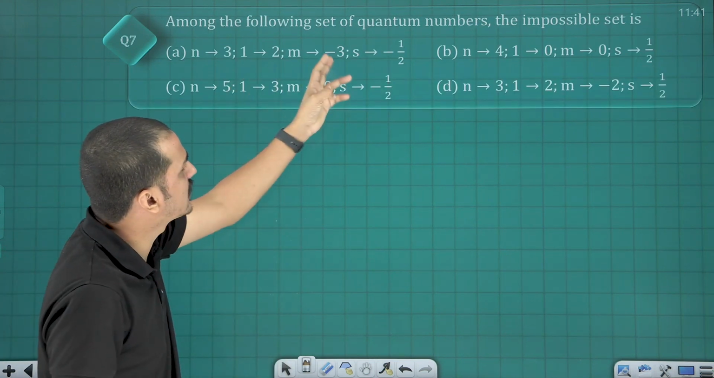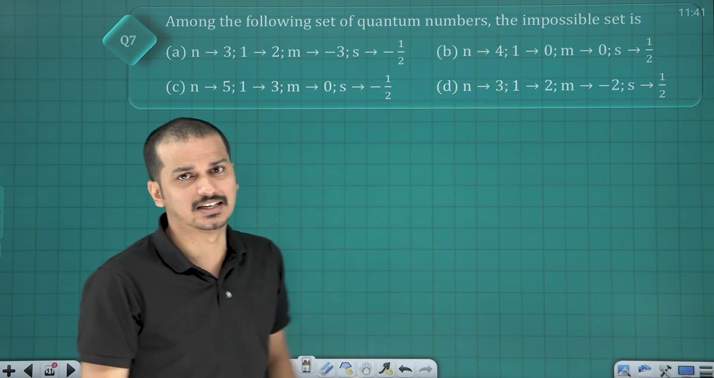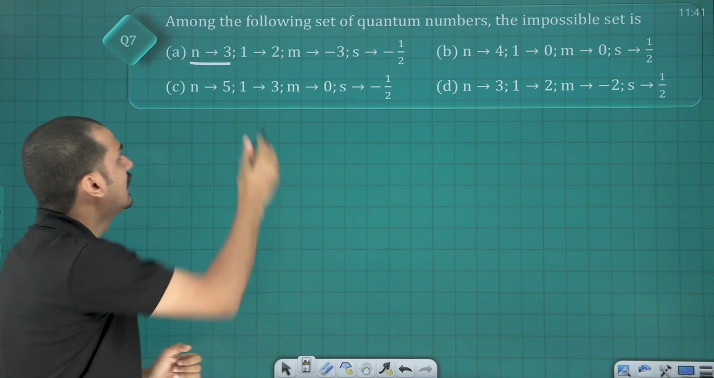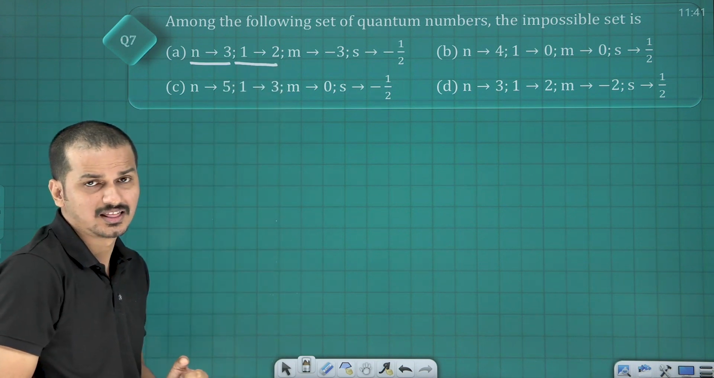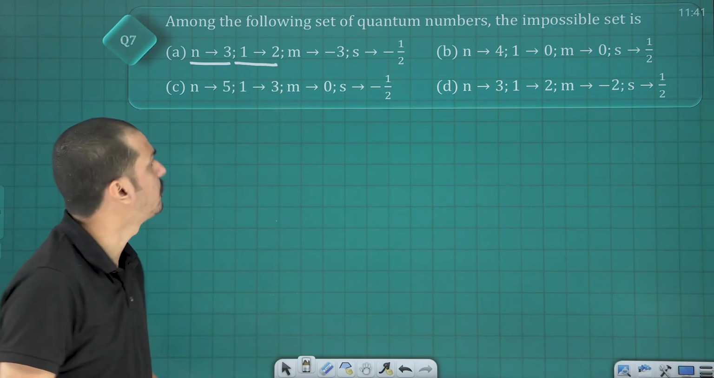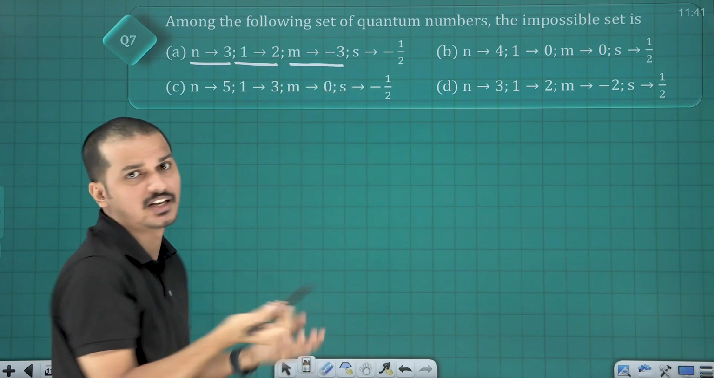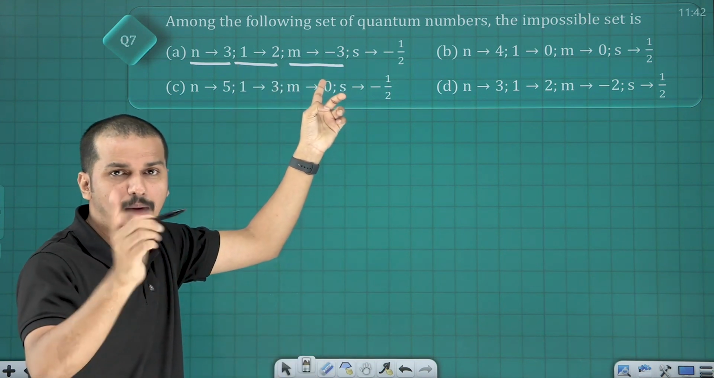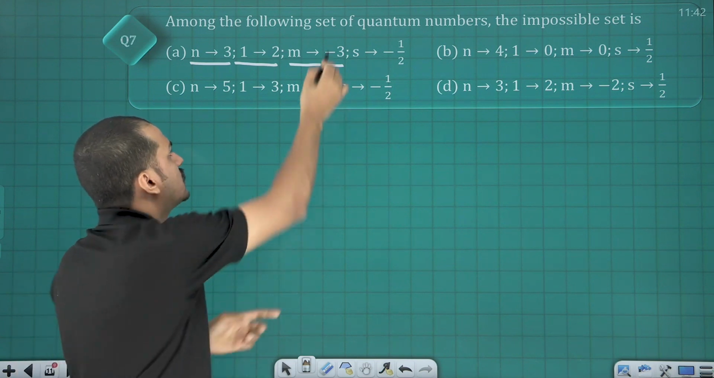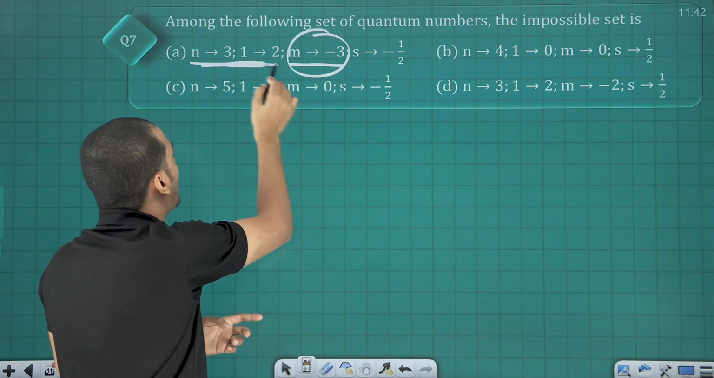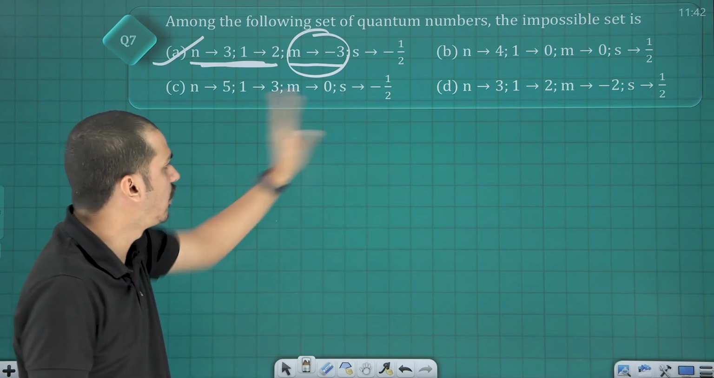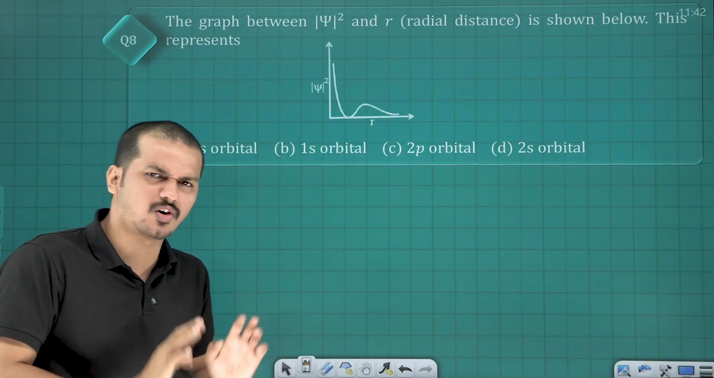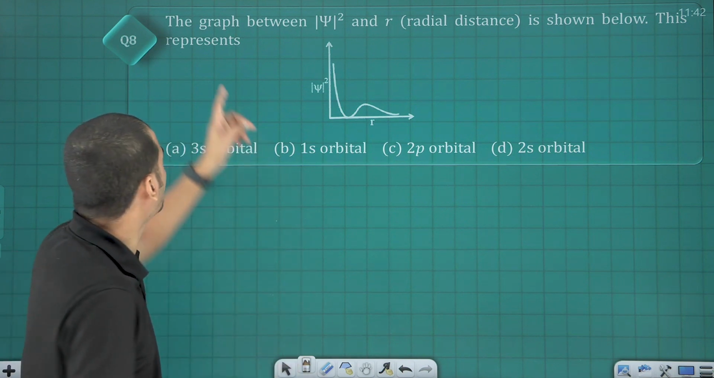Among the following sets of quantum numbers, the impossible set is. Let's look at the first set. N equal to 3, third shell, containing L equal to 2, the d subshell. Okay, possible. What about M equal to minus 3? Not possible. L equal to 2 means the possible M values are minus L to plus L including 0. So this value is not possible for this N and L. So that is our answer. The remaining are all correct, you can check it. Easy. If they are asking about quantum numbers, they are easy questions. Okay? We can go to the next question.